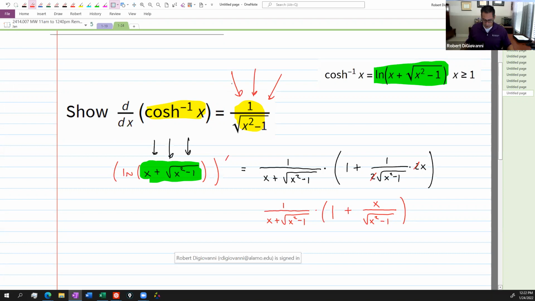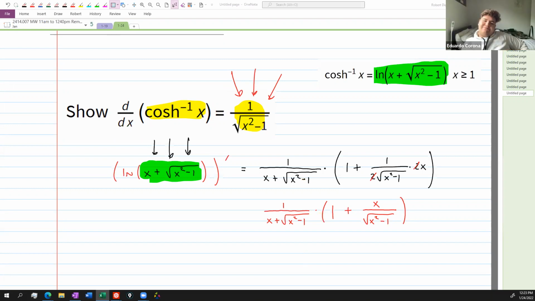What can we do? Common denominator? Well, we have two choices. We can distribute this through, or we can put these two together with a common denominator. What do you want to do? I don't care. We can do either one. Common or distribute? Let's see, common. Common is what I heard.